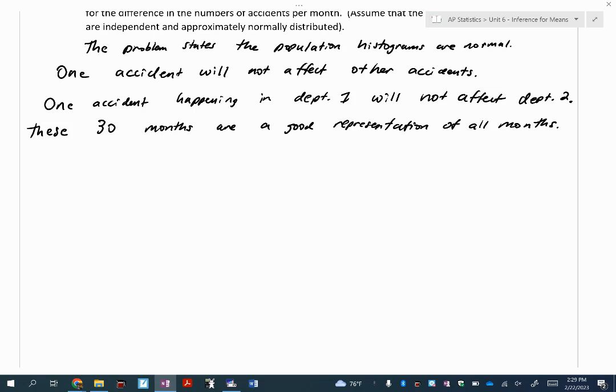Anyway, this is not random. We're hoping that these 30 are a good representation. I bring it up because, say last month we had 25 accidents, that would be a lot. So we're hoping we don't have that happening in these 30.